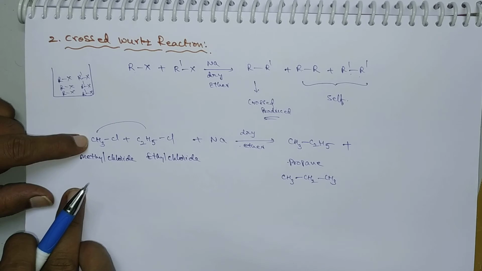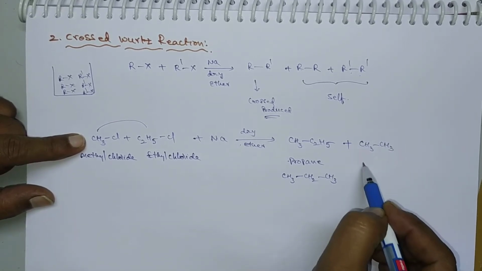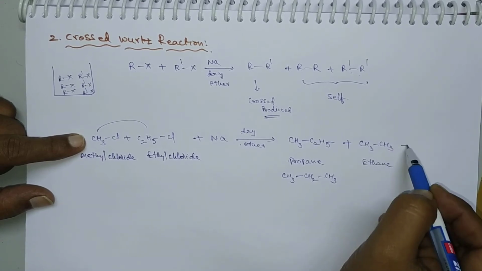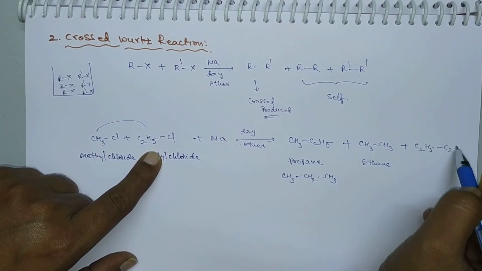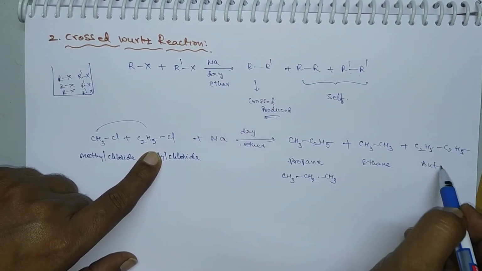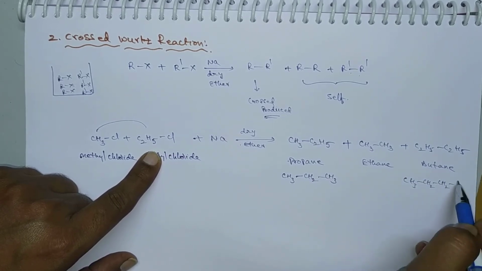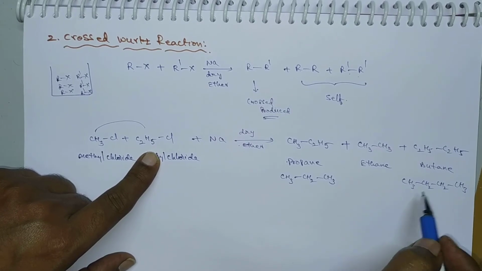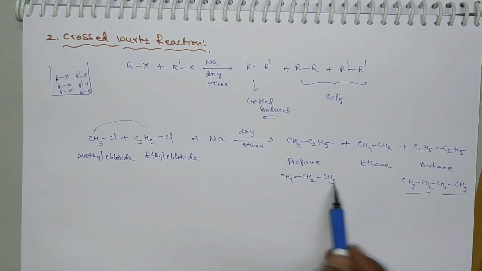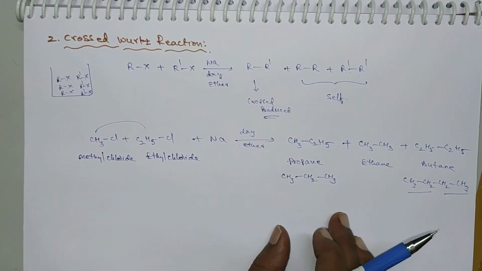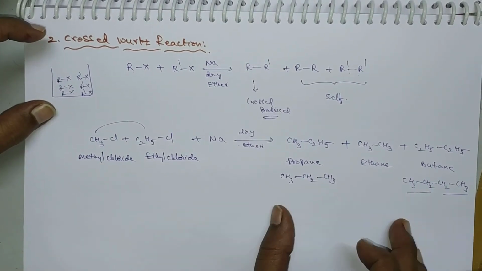And the self products. If two methyl chloride molecules undergo reaction, then we get CH3 and CH3. This is ethane. If these two molecules undergo reaction, then we get C2H5 and C2H5. This is butane. We can write it like this, CH3, CH2, CH2 and CH3. So both are the same. C2H5 can be expanded like this, C2H5 and C2H5. So butane. So here we get a mixture of products. So this is about the crossed Wurtz reaction. In the crossed Wurtz reaction, we get a mixture of products.